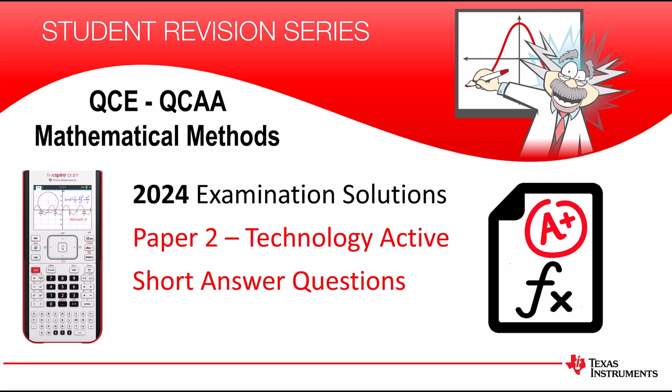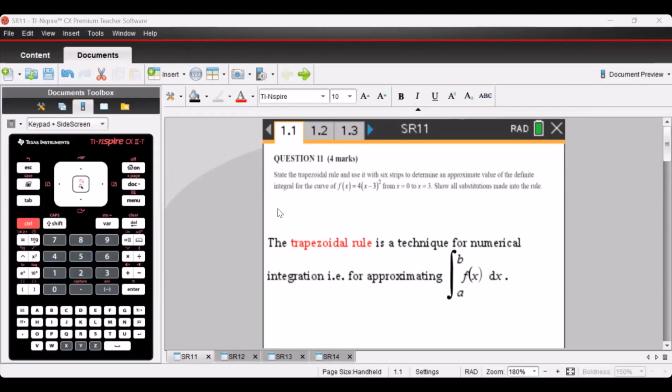Question 11 asks you to state the trapezoidal rule and then use it with 6 strips to determine an approximate value of the definite integral for the curve f of x equals 4 times (x minus 3) all squared, from x equals 0 to x equals 3. Importantly, the wording of the question asks you to show all substitutions that are made into the rule. So firstly, the trapezoidal rule is a technique for numerical integration.